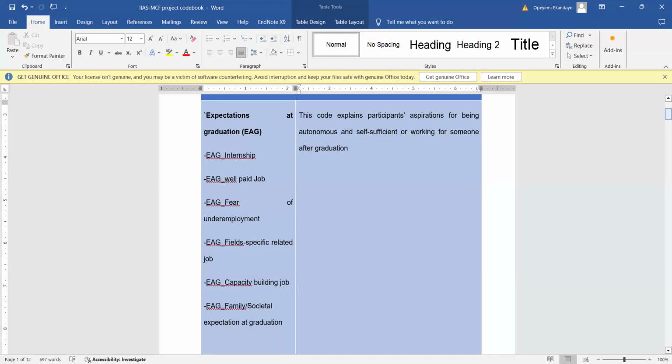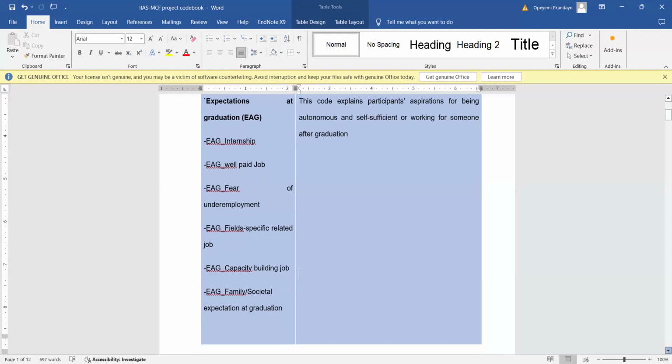So when we were going to the field, we had expectation at graduation. But by the time we did the read through of the data, we came up with all these other codes under expectation at graduation. So we had capacity building job. Did you think you were going to get a capacity building job? Did you think that your family expectation at graduation was bigger than what you thought you were going to get? What were your expectations? So the code was to explain participant aspiration for being autonomous or self-sufficient or working for someone after graduation. What were the expectations at graduation?